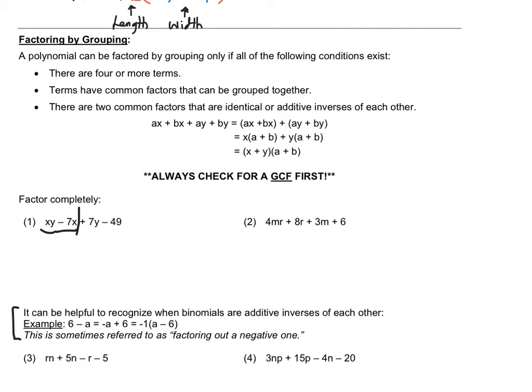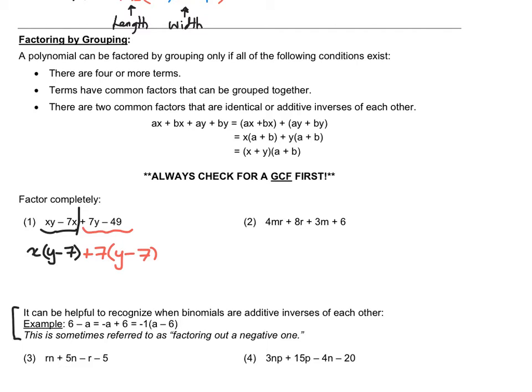So that expression, xy minus 7x, would have a GCF of what? Just an x. And when I divide each of the terms by x, what do I get? y minus 7. Now, I could do the same thing on the other end. What would I pull out there? A positive 7. Got to pull out the sign along with it. When I pull out the positive 7, what's left? y and a negative 7, or y minus 7.